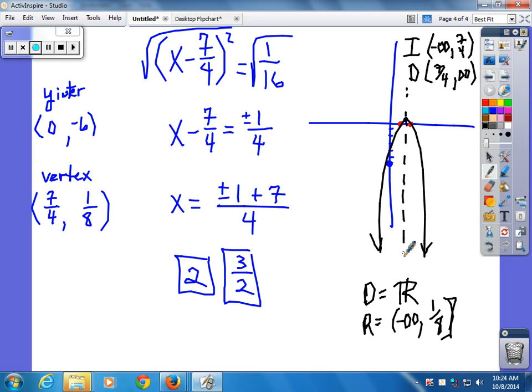All right, ready for another one? So 7/4 and 1/8 right here, right? No, 7/4 and 1/8 is the vertex, which is your highest or your lowest point. In this case, it's the highest point because it's opening downward. And what do you guys think? X-intercepts are 1/2, 0 and 2, 0.